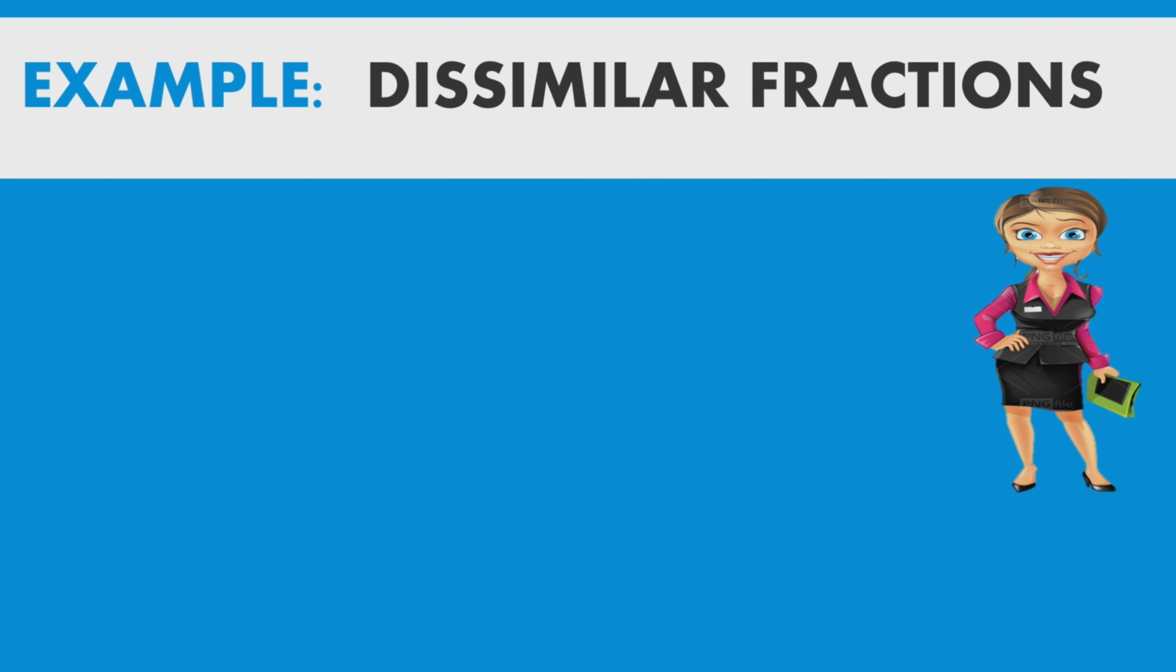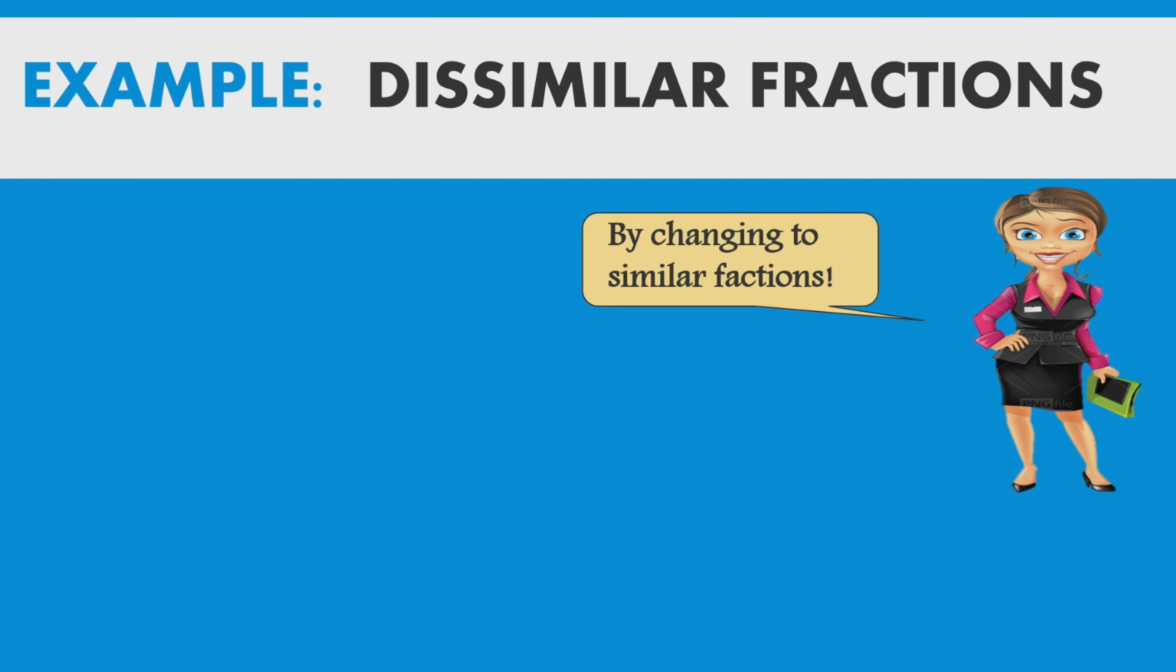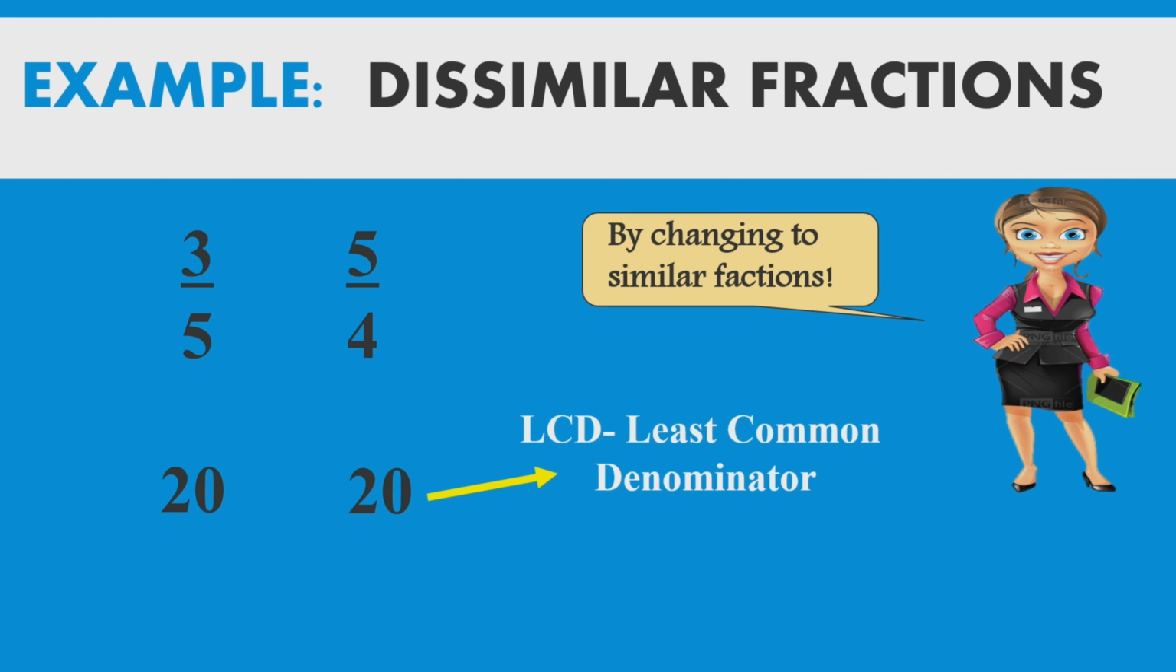There is another way of comparing dissimilar fractions, and that is by changing them to similar fractions. Say for instance we have 3 over 5 and 5 over 4. So let's first find the LCD. What is the LCD of 5 and 4? That is 20. LCD means the least common denominator. Now let us divide 20 by 5. 20 divided by 5 equals 4.